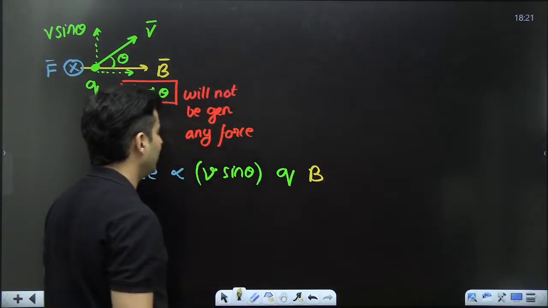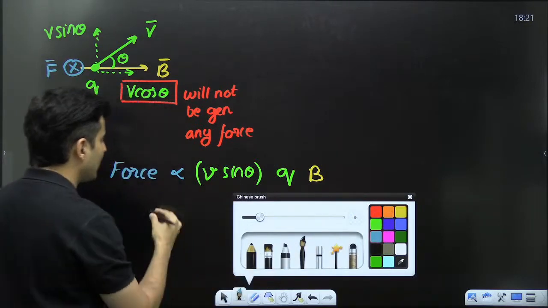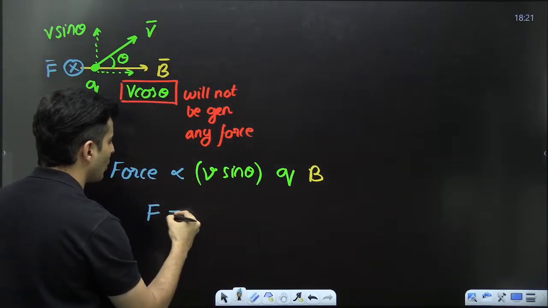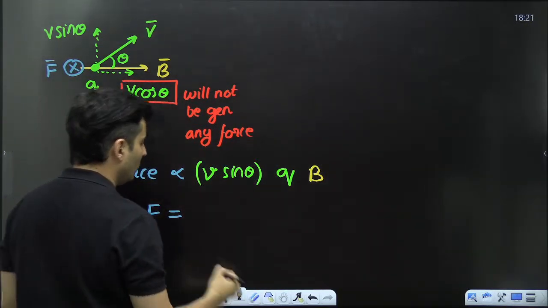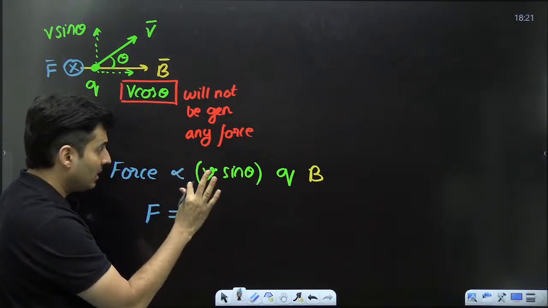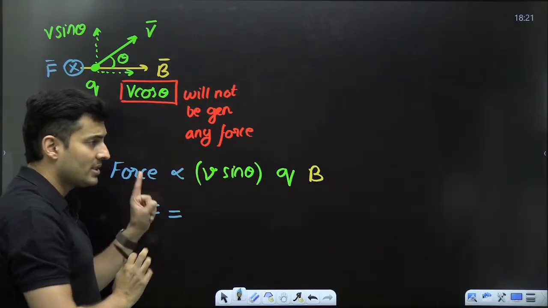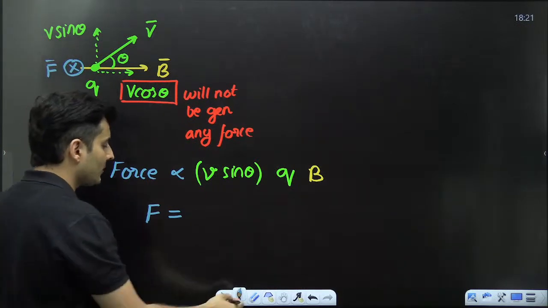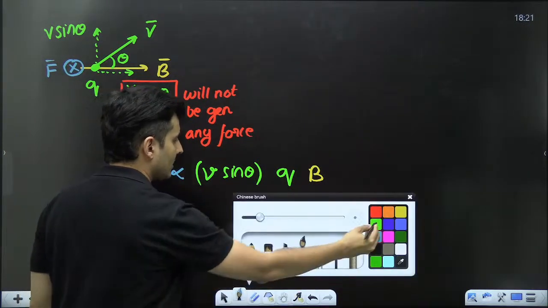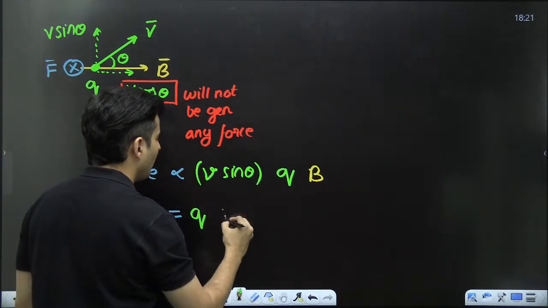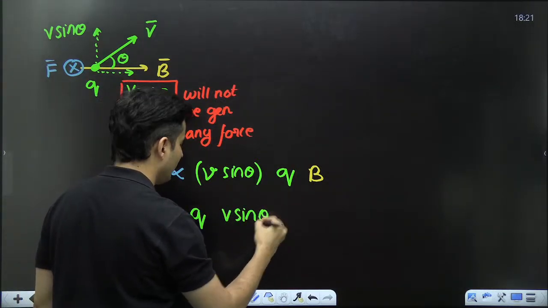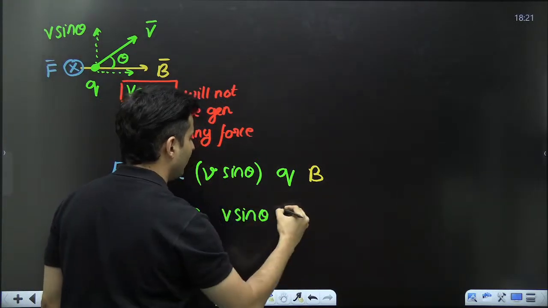the magnetic field. So therefore, in SI units, I can just write it as F is equal to, I replace the proportionality with a constant which is 1 in SI units, and I define it like this. I put charge over here, I put v sin theta over here, and then I put magnetic field over here.